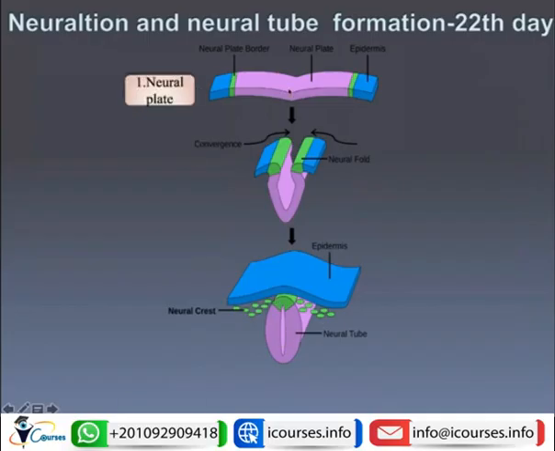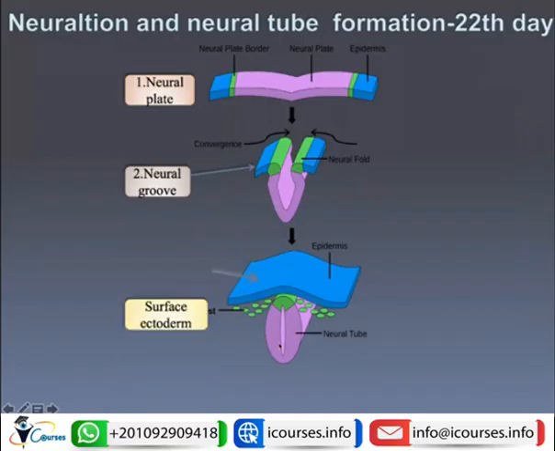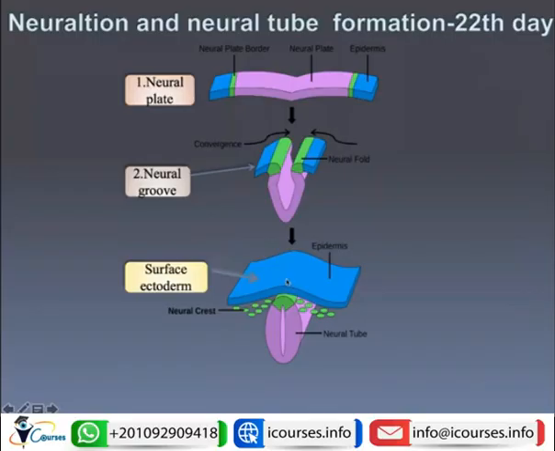Here we have the neural plate that will undergo proliferation and further invagination, forming the neural groove. Then the neural groove will close, forming the neural tube, separated from the surface ectoderm, which will form the epidermis. Between the surface ectoderm and the neural tube there will be neural crest cells that will later form what are called mesenchymal cells.